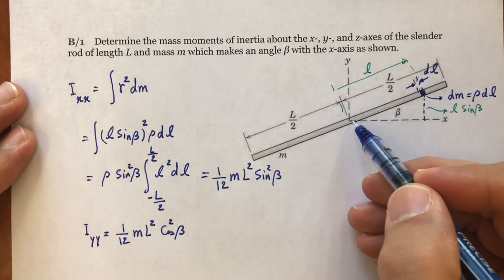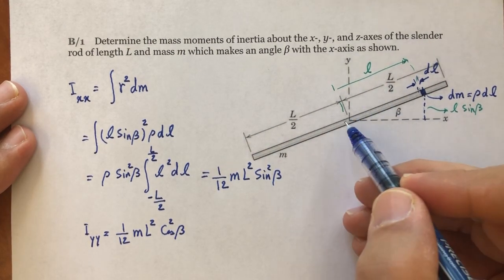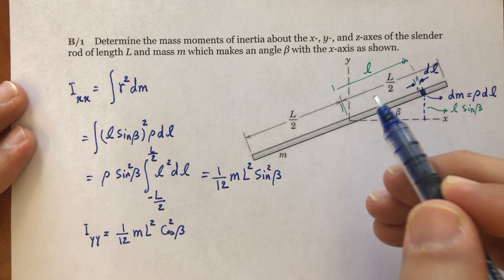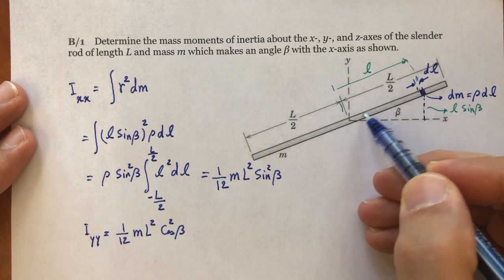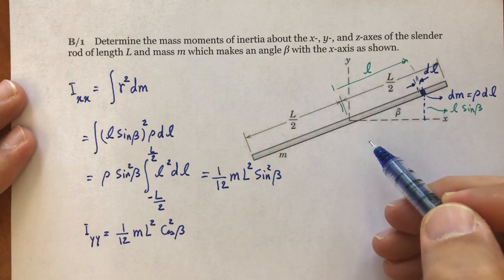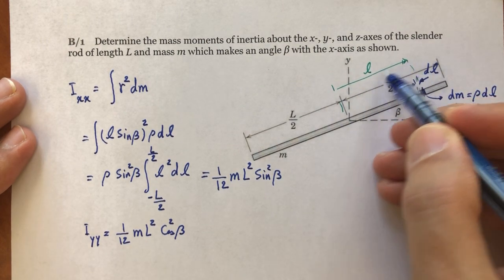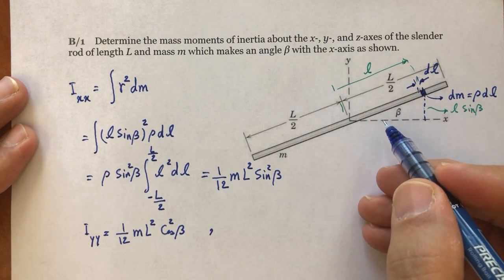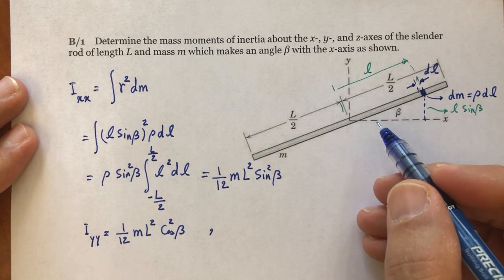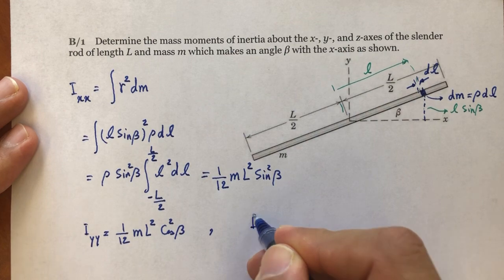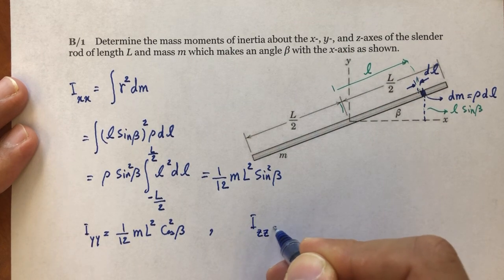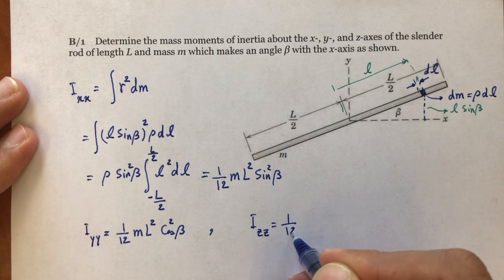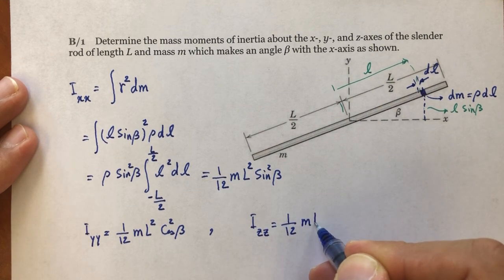And z is a perpendicular axis to this plane, right? The distance of each element from the z-axis is going to be this distance, small l. So it's going to be exactly as the previous example. So Izz, again, I'm not going to write the details, but if you do the math, Izz is going to be 1 over 12 mass times L squared.